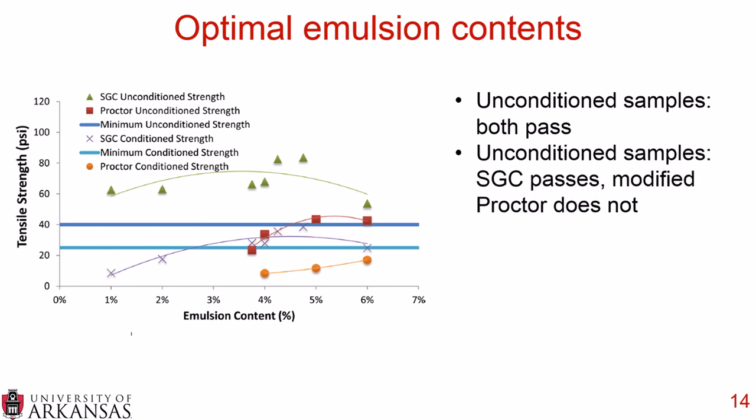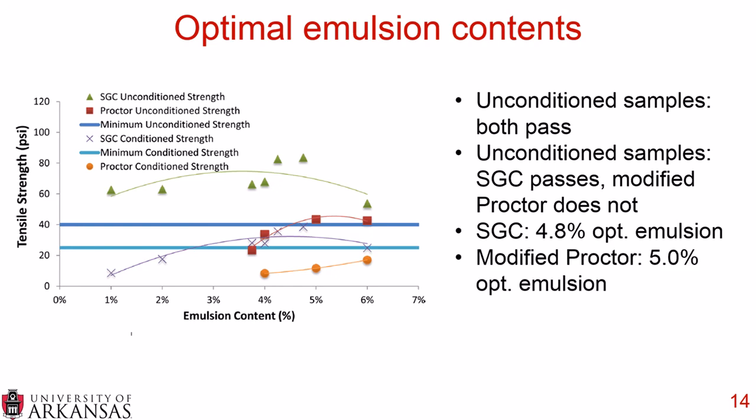But if you look at the conditioned samples, the Superpave Gyratory compactor passes, but the modified Proctor does not. So over on the left, if you look at the two conditioned samples, which are the purple X's and the orange circles, the Superpave Gyratory compactor passes, but the modified Proctor does not, and that is on the conditioned samples. Now from this data, for the Superpave Gyratory compactor, we obtained a 4.8% optimal emulsion content. For the modified Proctor, it was a little higher, it was 5% optimal emulsion.